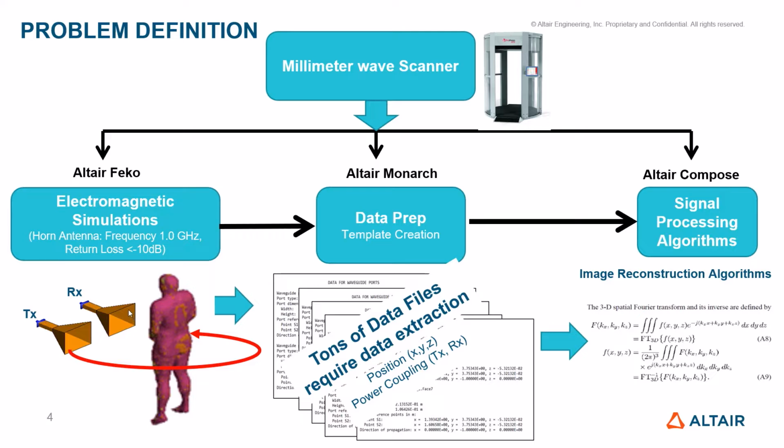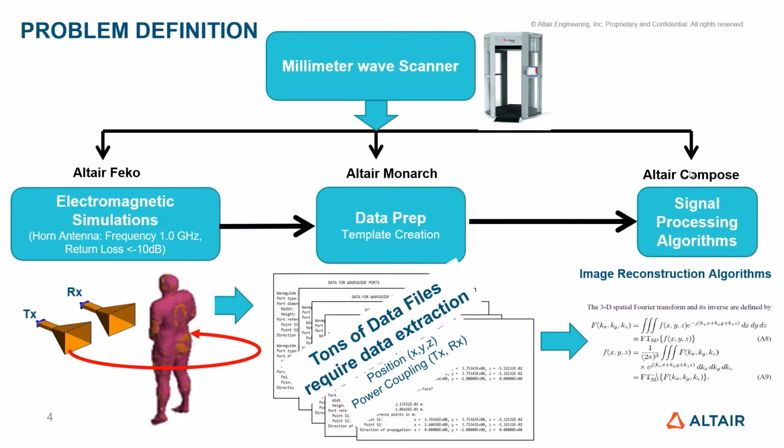Then we are going to scan the human body by rotating the antennas through 360 degrees in theta and along the z direction, so that we will have a lot of data points that need to be worked on to form the image. Each simulation will generate an out file. That means for every point we'll have a transmitted power and received power. We will be generating tons of data files that require data extraction. You do have the position XYZ and power coupling, transmitter or receiver.